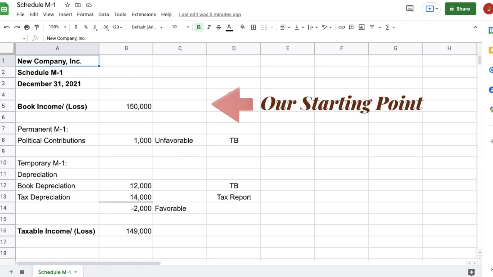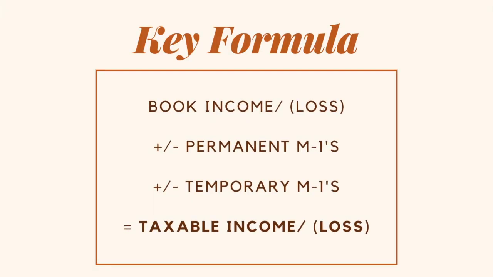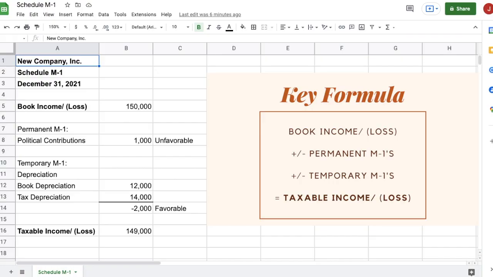So we always start with book income or loss, and that comes from the trial balance that the client provides us. Now, the formula goes: book income plus or minus permanent differences or M-1s, plus or minus temporary differences or M-1s, to get us to the taxable income or loss. What does that actually mean? So we're going to break this down.